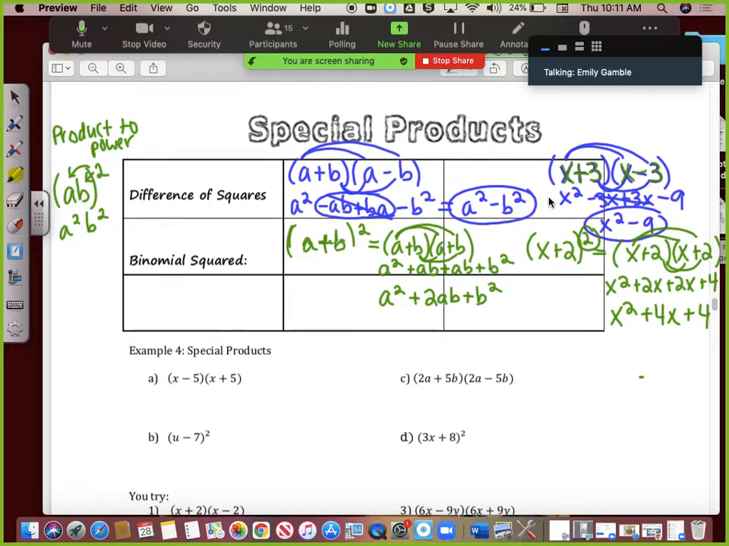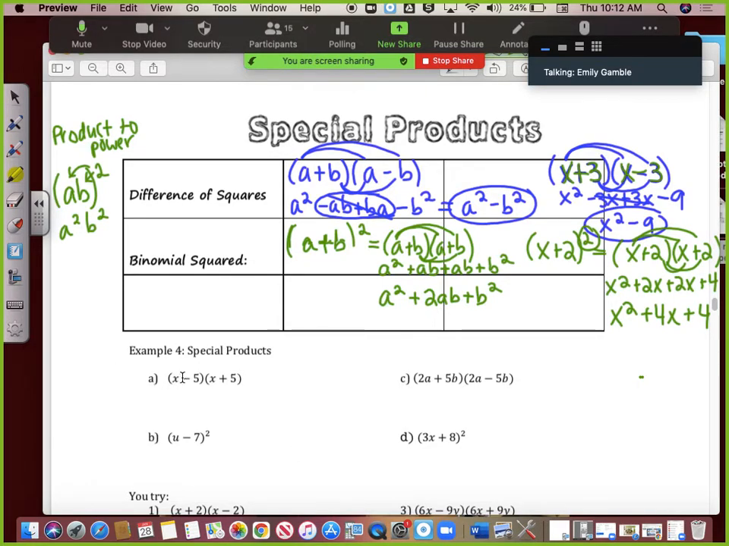So in both of these situations, you're going to be seeing a difference of squares, where the middle terms cancel out. And then the binomial squared, the problems will be set up differently because you'll have just one binomial raised to the second power. And then you have to expand it and then multiply and simplify. So in these examples here, we're then actually going to try some special products to see what happens.